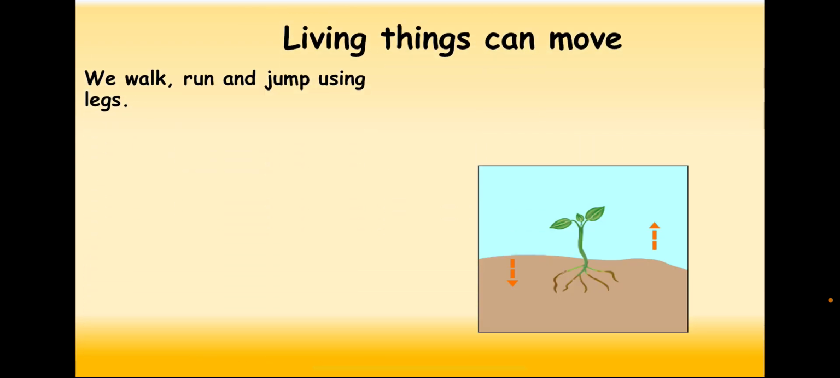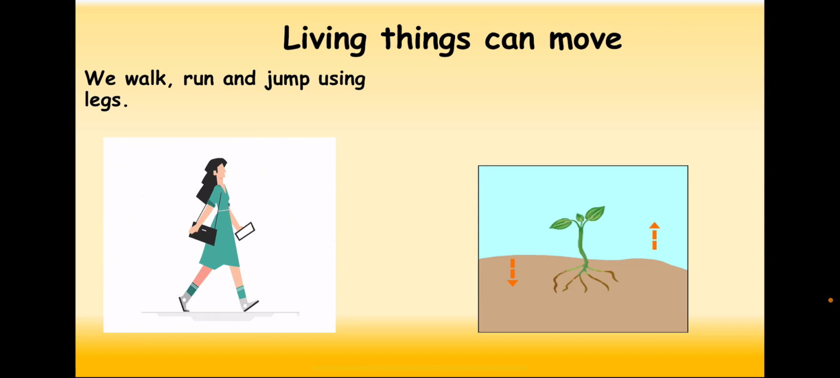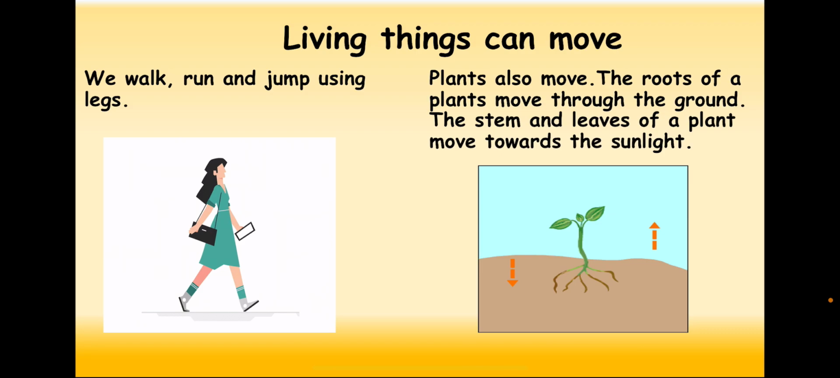Living things can move. We walk, run, and jump using our legs. As a human being, you can see we move from one place to another with the help of our legs. If we don't have legs, we cannot move from one place to another. So, with our legs, we can walk, we can run, we can jump.